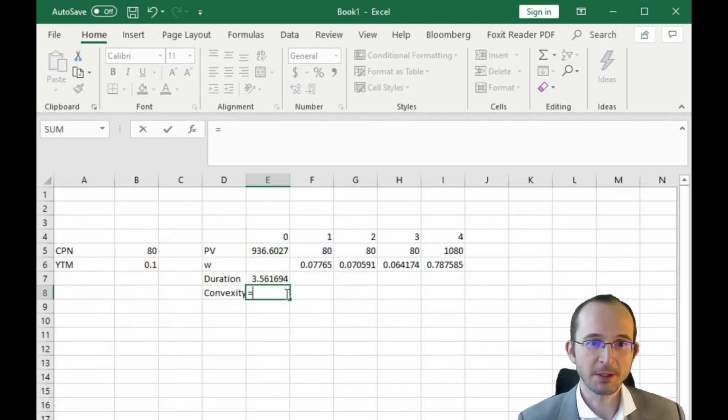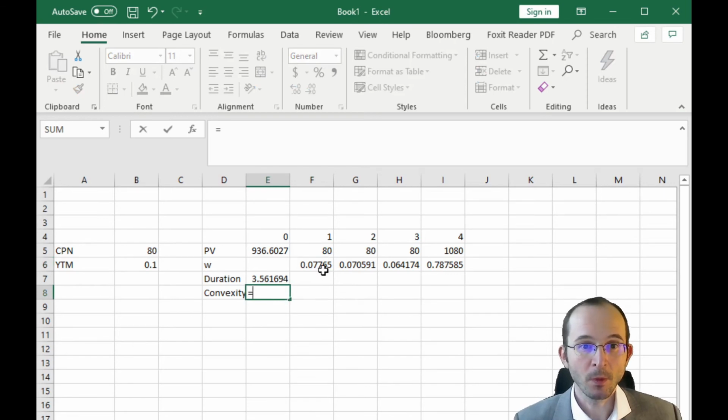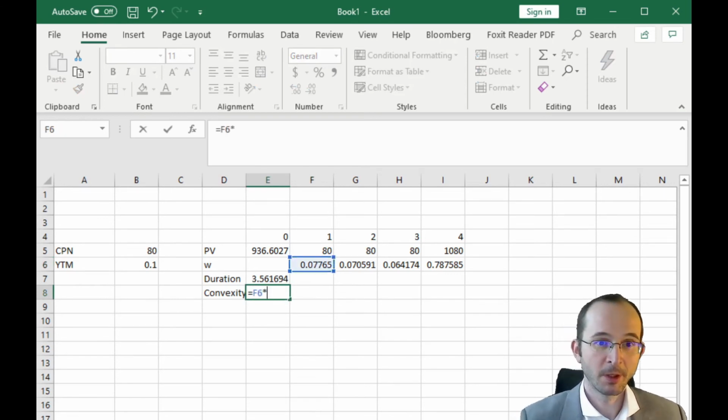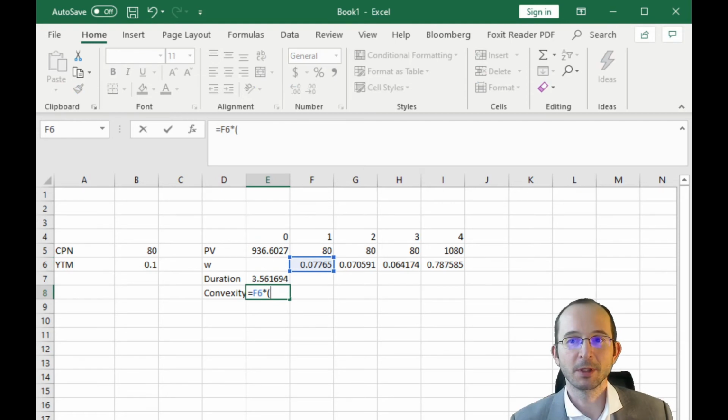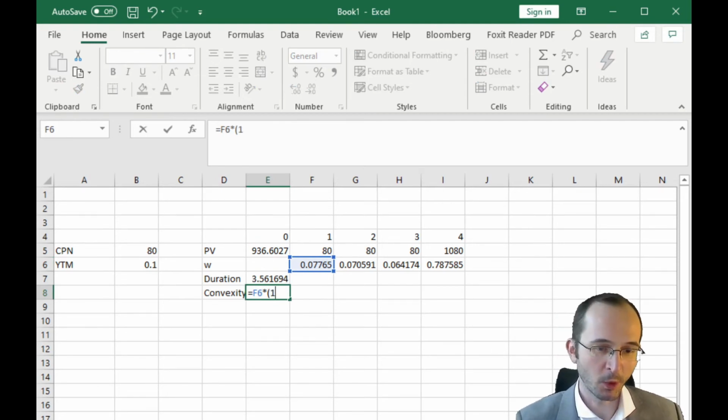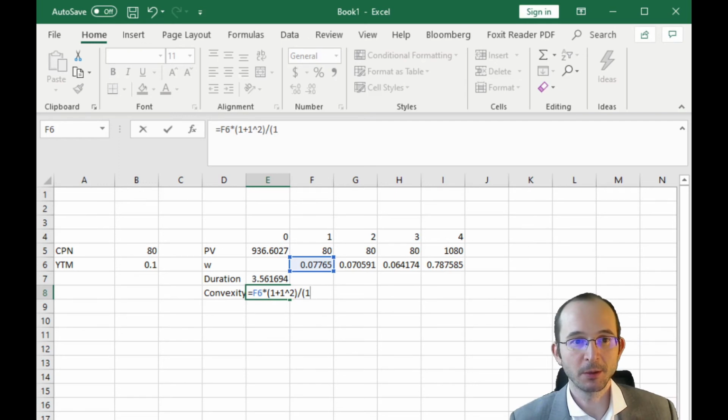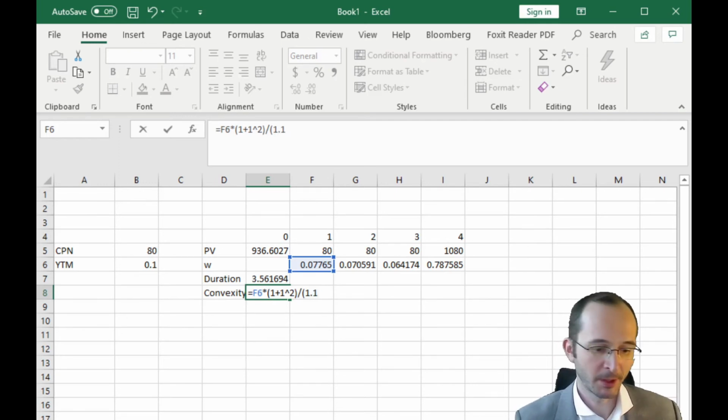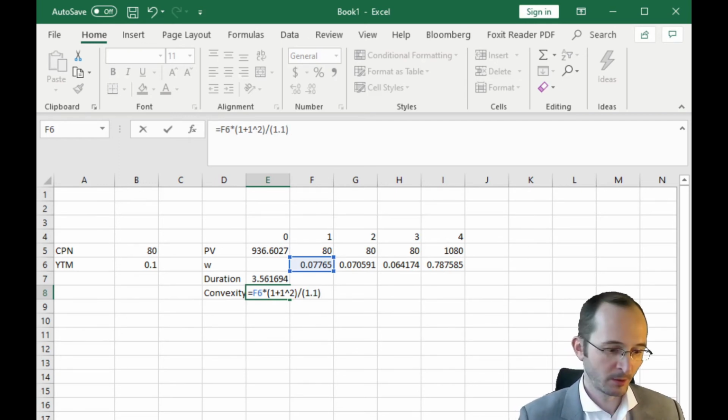So the convexity is going to be the first weight times the convexity expression that depends on maturity. So it's going to be 1 plus 1 squared divided by 1 plus the yield, or 1.1, to the second.